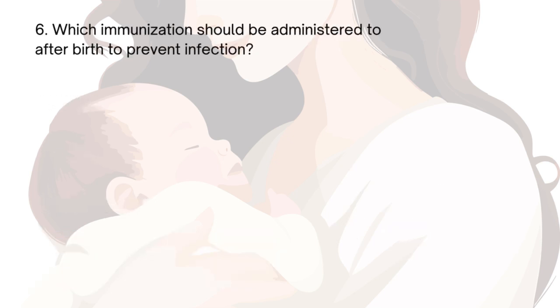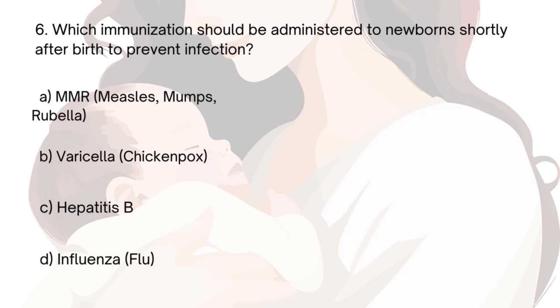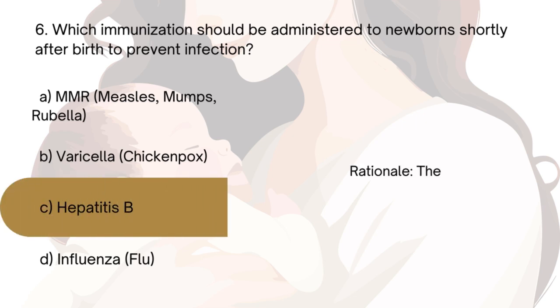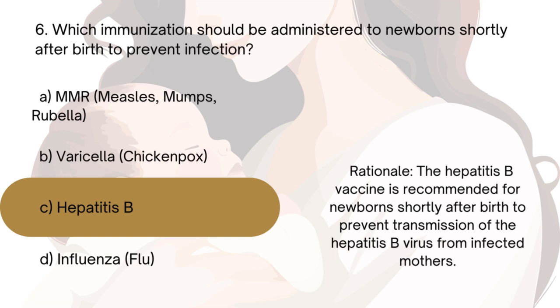6. Which immunization should be administered to newborns shortly after birth to prevent infection? A. MMR, measles, mumps, rubella. B. Varicella, chickenpox. C. Hepatitis B. D. Influenza, flu. Rationale: the hepatitis B vaccine is recommended for newborns shortly after birth to prevent transmission of the hepatitis B virus from infected mothers.